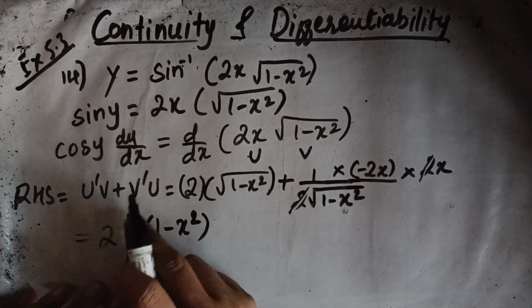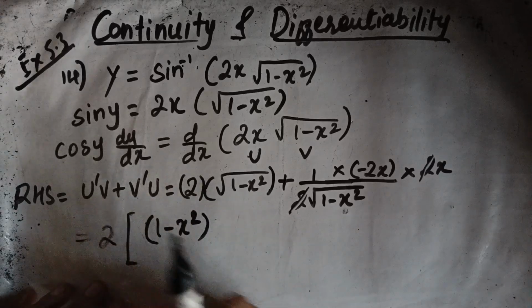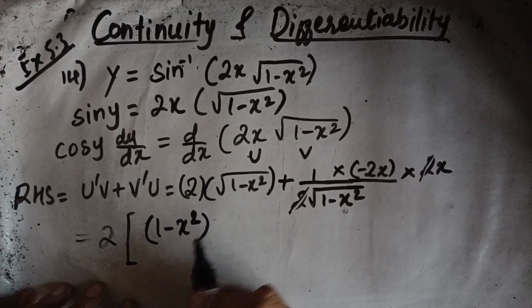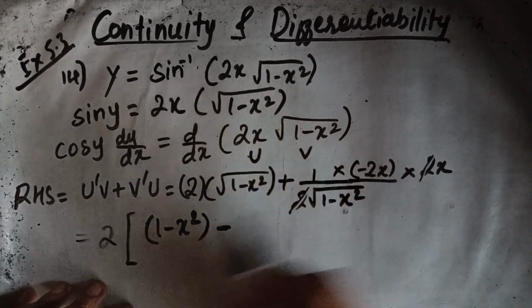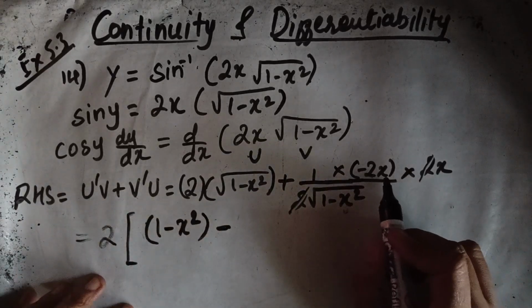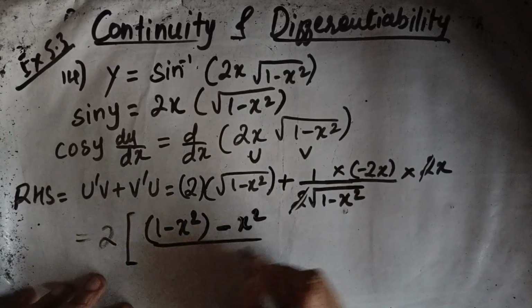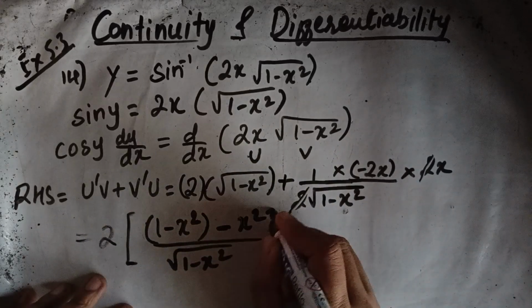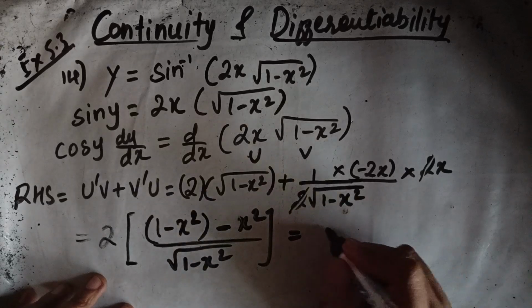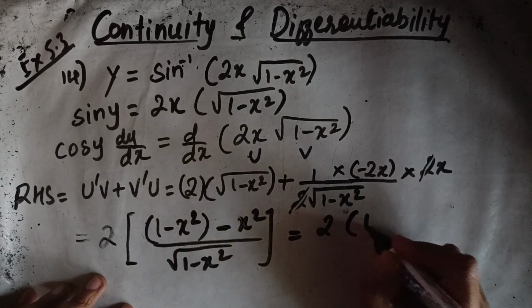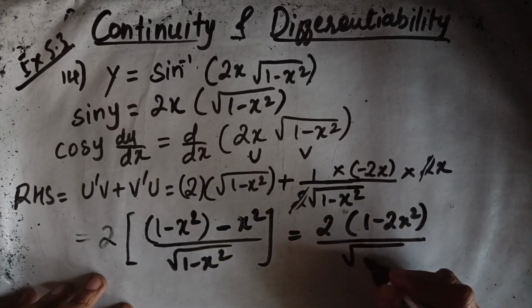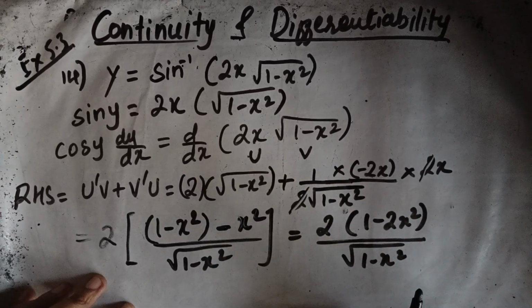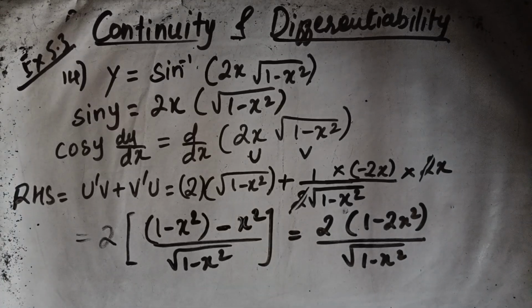Oh, this is not x. Bracket this. 1 minus x square minus this 2 we took outside, right? So x square. Okay. So we'll get 2 times 1 minus 2x square on root of 1 minus x square. Okay. So this is our right hand side.